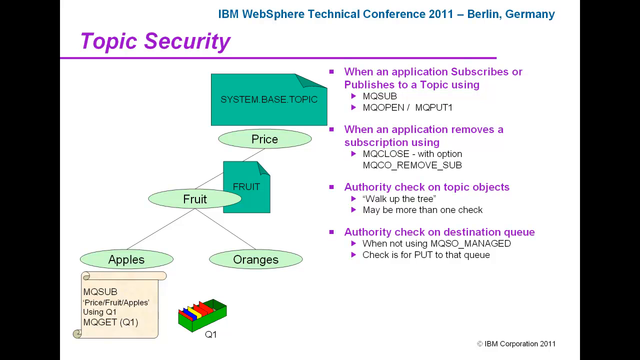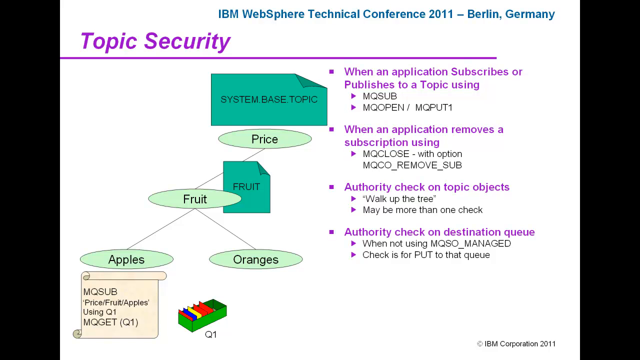So, topic security then. When you have an application that does an MQ open to a topic in order to publish, or an MQ subscribe, MQ sub, in order to subscribe to a topic, there is also an access check. So this application is subscribing to the string price/fruit/apples. That is this node here. Now, when we do an access control check on a topic, we start at the node here and we say, is there a profile at apples? No. In order to have a profile, we need a topic object that is referencing that node. So we walk up the tree.